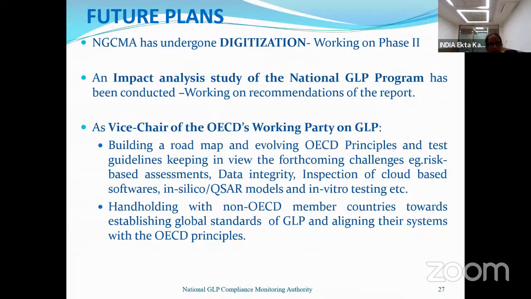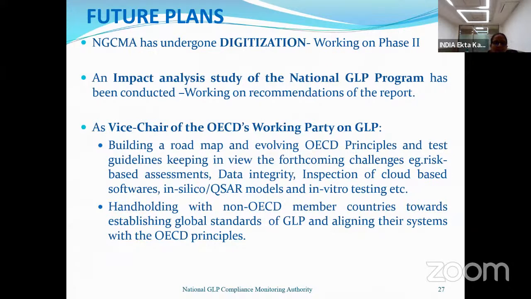So our future plans: NGCMA has undergone complete digitization. We had started with a fully manual program of accepting GLP applications, fixing up the GLP inspections, generating reports, getting them considered by our technical committee, and grant of certificates. And now the entire process of GLP application, conduct of inspections, and even grant of certificate has become digitized through the NGCMA portal. An impact analysis study has already been conducted, and we are working on the recommendations of the report.